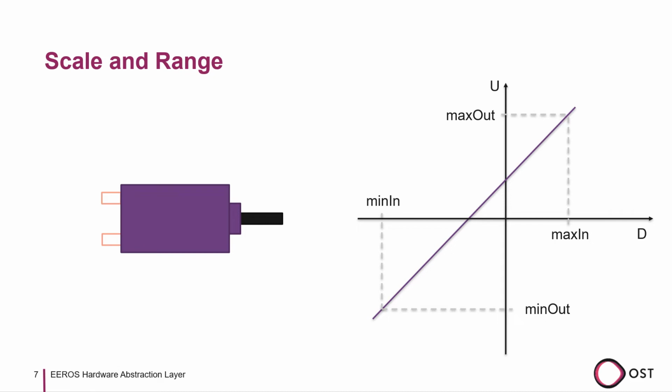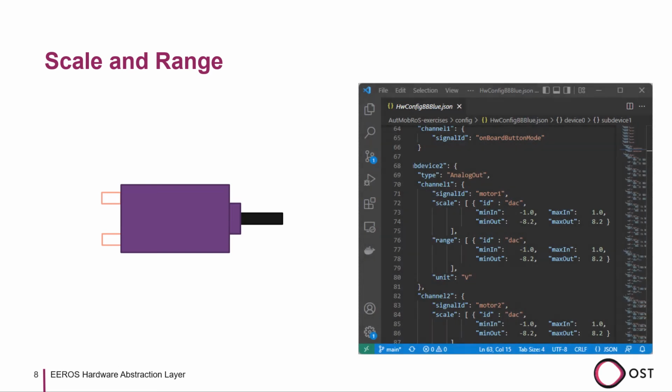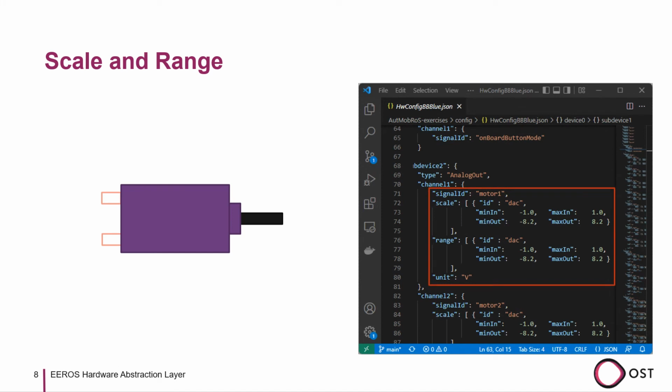Now that we have set the scale, we must also set the range. The range describes the relationship between the digital value and the analog voltage according to the datasheet. As with the scale, we need to enter the min in, min out, max in and max out values to define the range. However, this time we take the values from the datasheet instead of setting a duty cycle and measuring the voltage. Here we can see an excerpt from the hardware configuration file of the BeagleBone Blue that we received with the template project. The max and min values are already set correctly and only need to be changed slightly, if at all.